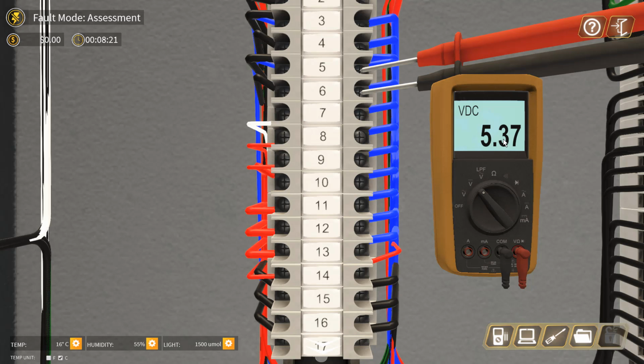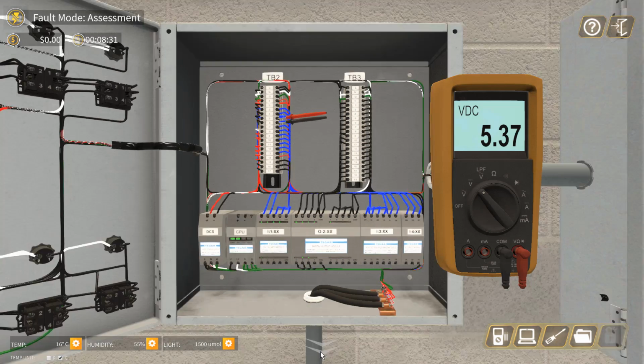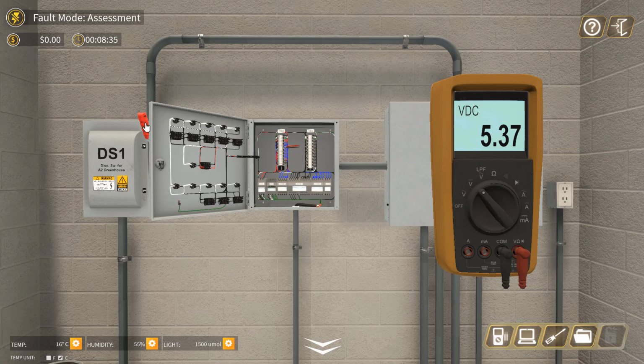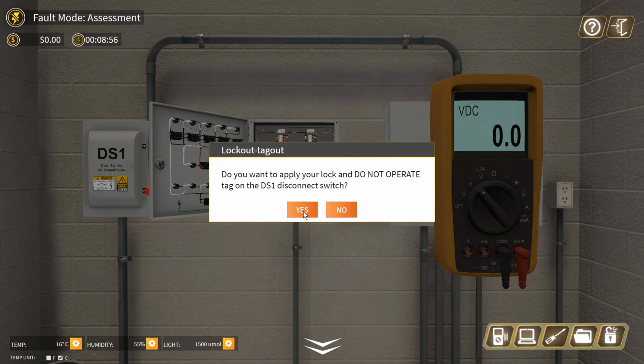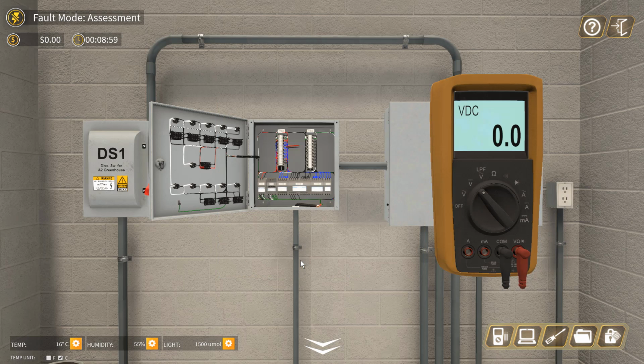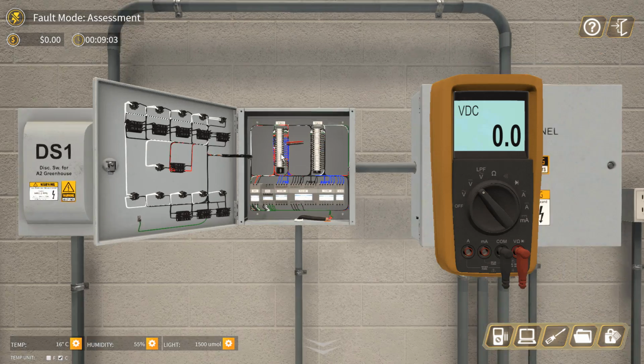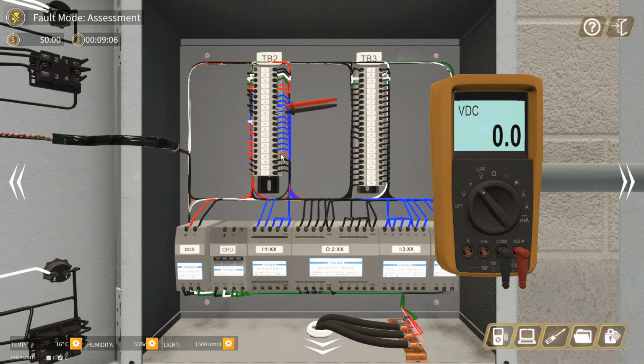So the way to check it is to measure the resistance, but resistance cannot be measured live, so we have to switch off the power supply and then perform the lockout tagout. Okay, switch off the power supply and then perform the lockout tagout. Okay, then we can measure the resistance across the load, with one end open.